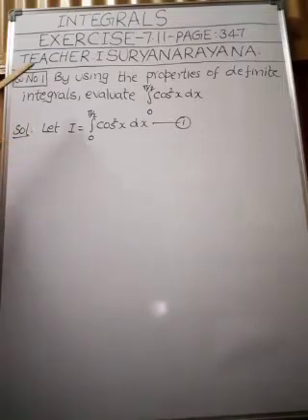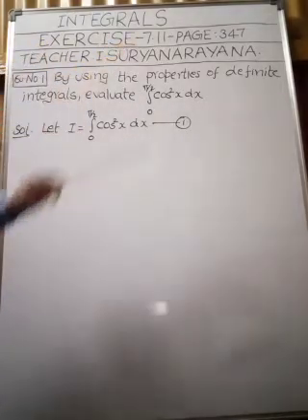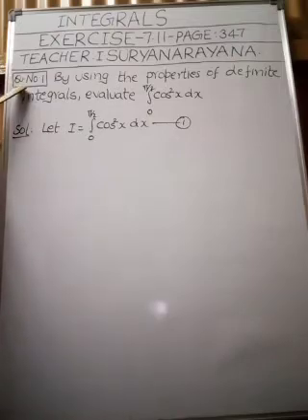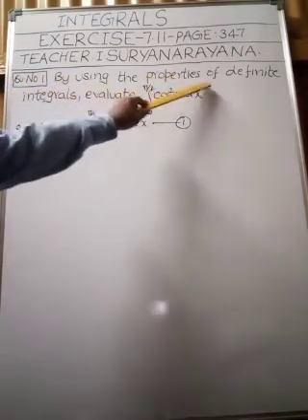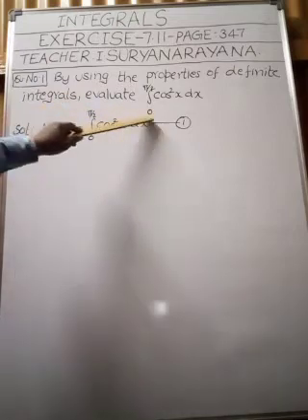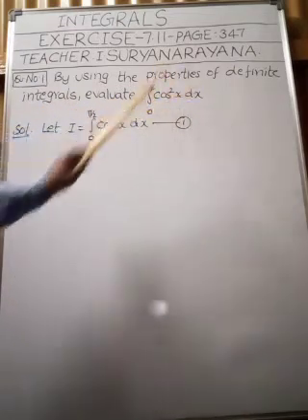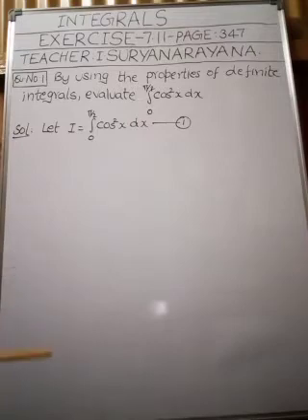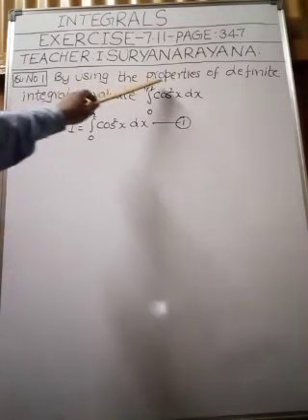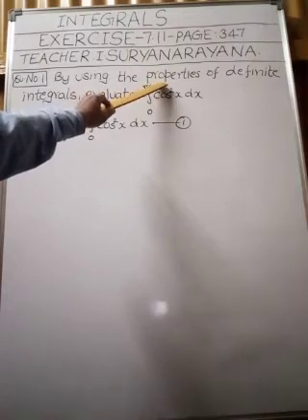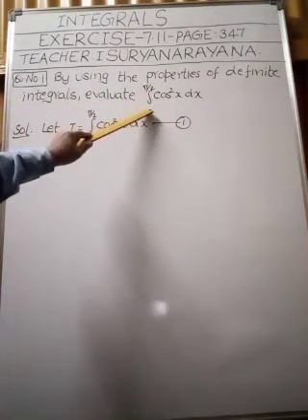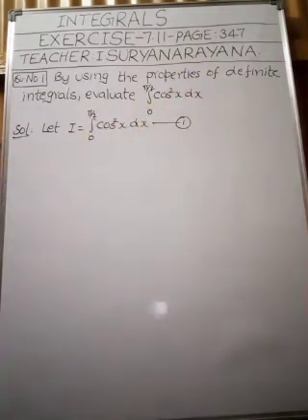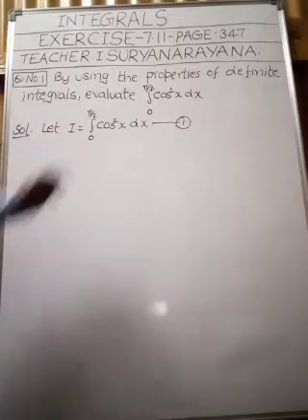Okay, my dear children. Let us start the sums in exercise 7.11. Come to question number 1. By using the properties of definite integrals, evaluate integral 0 to pi by 2 cos square x dx. Understood this question, my children? Here it is mentioned clearly. We have to use the appropriate properties of definite integrals to evaluate this definite integral of this function.